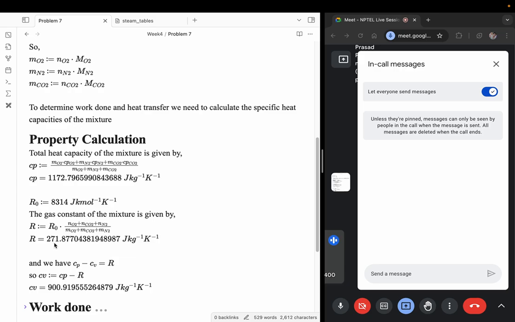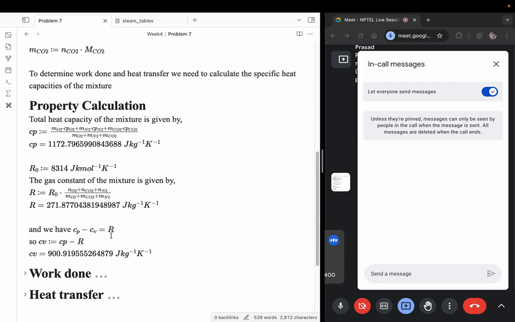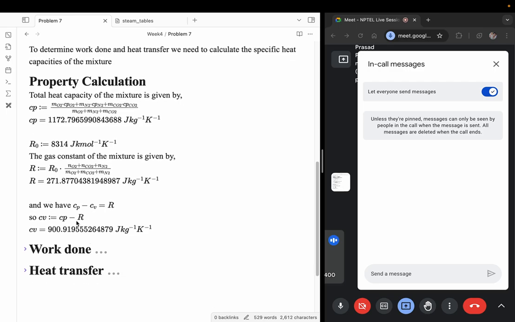Because the CO2 molecular weight is higher, the molecular weight actually increases, which reduces the gas constant value R. And we already know Cp minus Cv is R. So we know Cp, we know R, so from there we calculate Cv. Cv is given by Cp minus R. So I have the values of Cp, Cv and R.